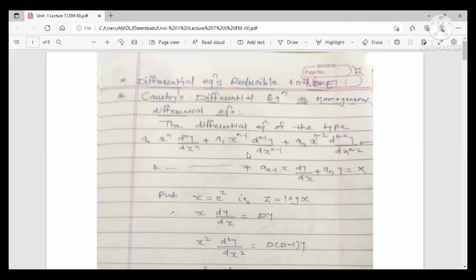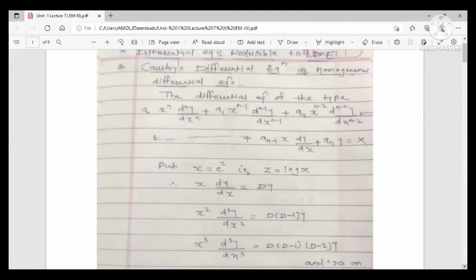To find the solution of this differential equation, first we have to reduce it to LDE, then we can find its solution. Now, how to reduce Cauchy's differential equation to LDE? That is the question. Using one particular substitution, you can reduce this Cauchy's equation to LDE. Now, what is that substitution? The substitution is: put x is equal to e raised to z.